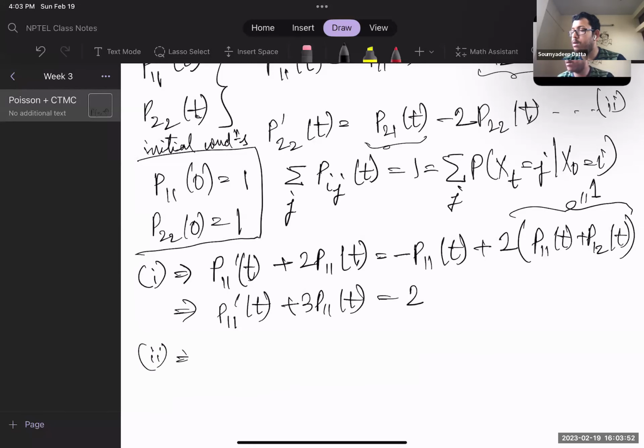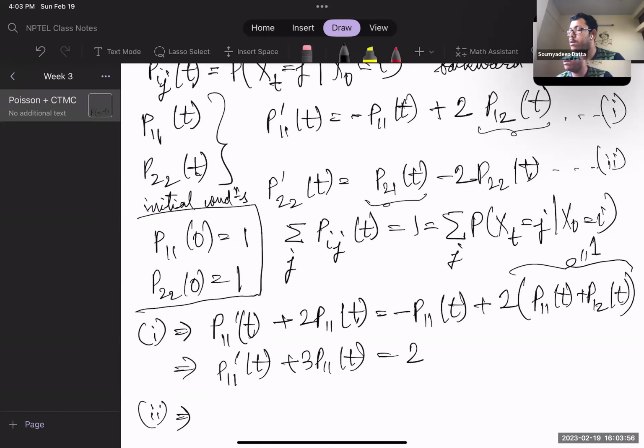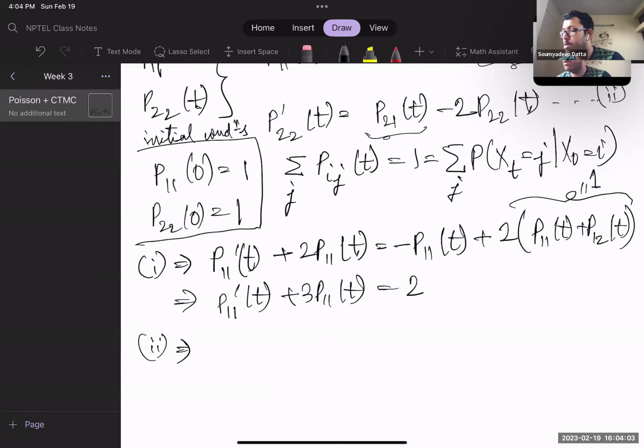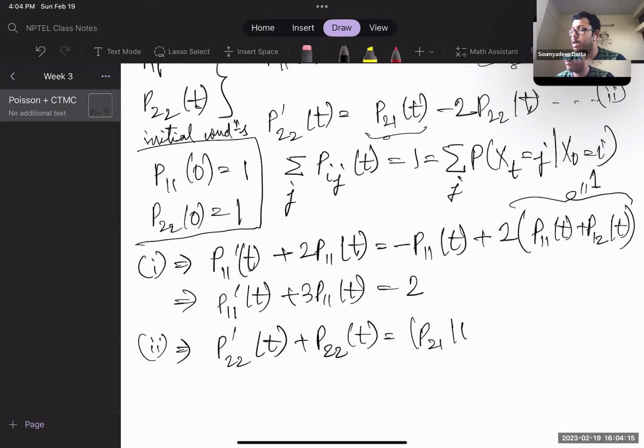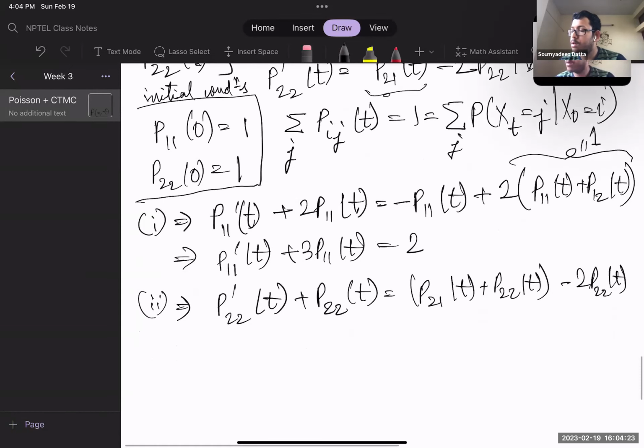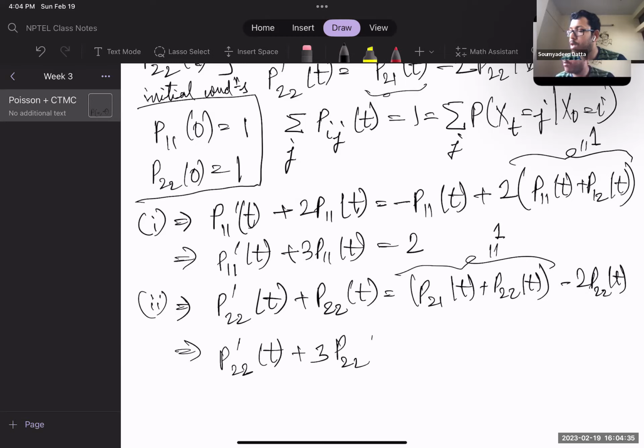And then similarly in the second equation, we'll again try to get rid of the cross term. So we add P22 of t on both sides, so that P21 of t and P22 of t add up. So we'll have P prime 22 of t plus P22 of t equal to P21 of t plus P22 of t minus 2 times P22 of t. So these two will again add up to 1. And so we'll have P prime 22 of t plus 3 times P22 of t is equal to 1. So I have these equations 3 and 4. Does it make sense up to this point?